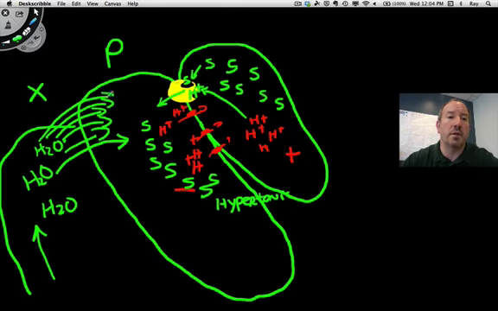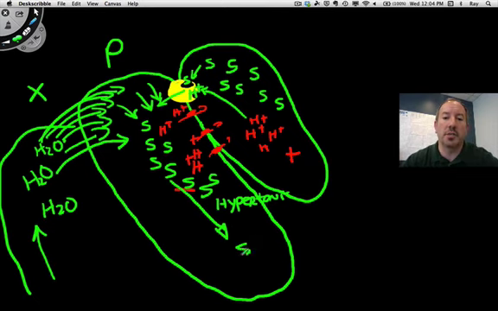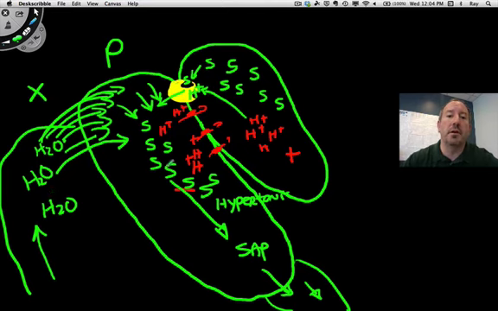It's like the water's rushing in. And so you ready for this? This provides a pressure, water, to push the sugar sap down the phloem. How do you like that? And so phloem sap is pushed by pressure that was generated by the movement of water into the phloem.